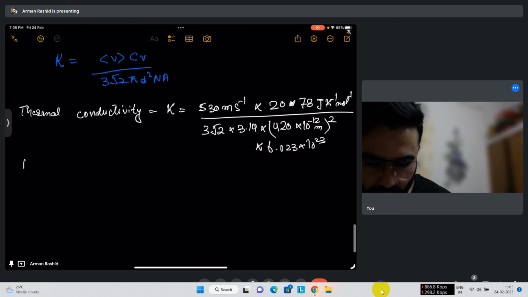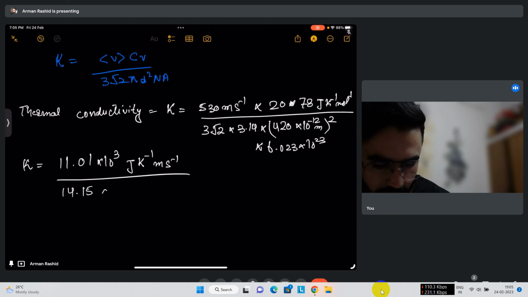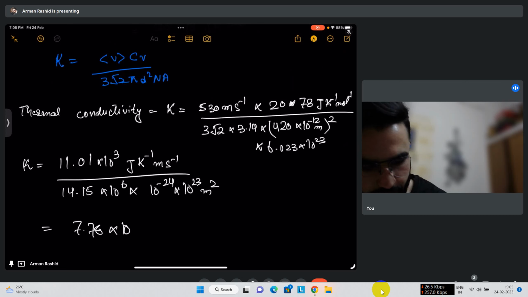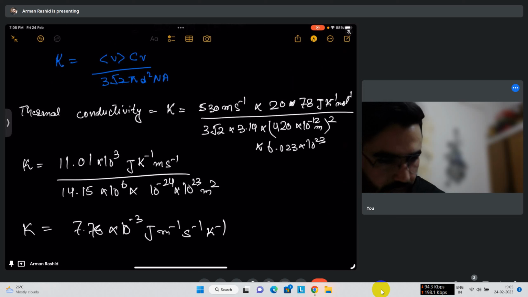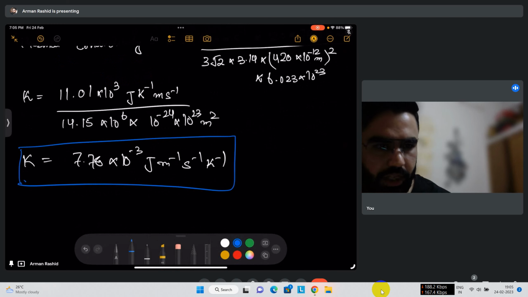Okay, so kappa will be given by 11.01 into 14.15 into 10 to the power, and calculating this we'll get 7.78 into 10 to the power minus 3 joule per meter per second per Kelvin. Okay, so that is our answer.